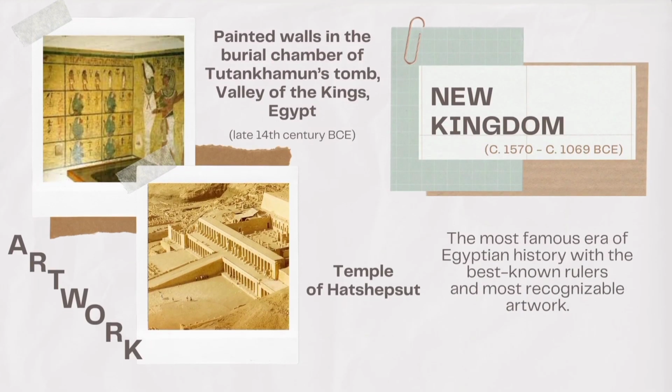New Kingdom. This is the most famous era of Egyptian history with the best-known rulers and most recognizable artwork. Temples were one of the main architectural innovations of the New Kingdom. They were the most important buildings in ancient Egypt. Cities like Amarna were built around a central temple, with roads radiating outwards. So when it comes to their types of artworks, it includes metalworks, monuments, temples, and statues, as well as sculpture.